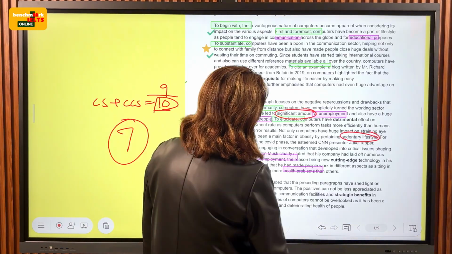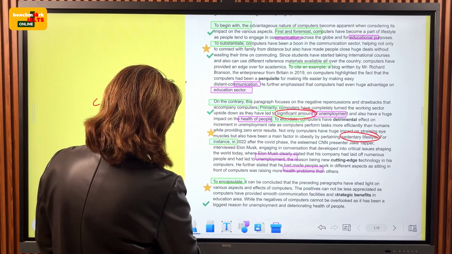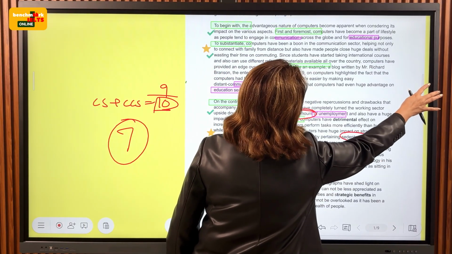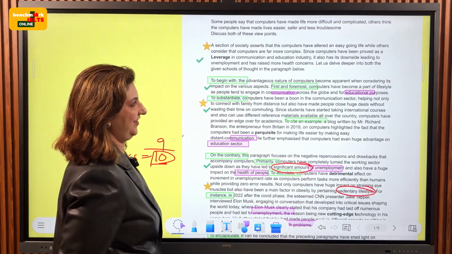Now this is not counted in. Sir, can you just help me scroll this? Let me see. Let me try. Oh yeah, okay, I think I got it now.